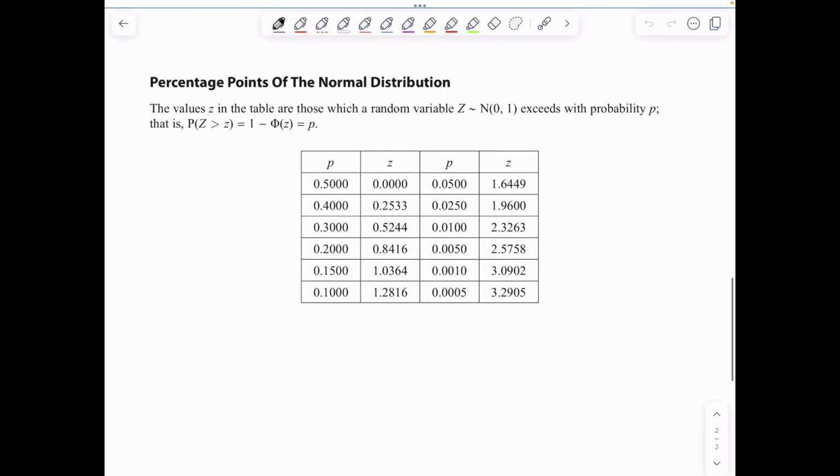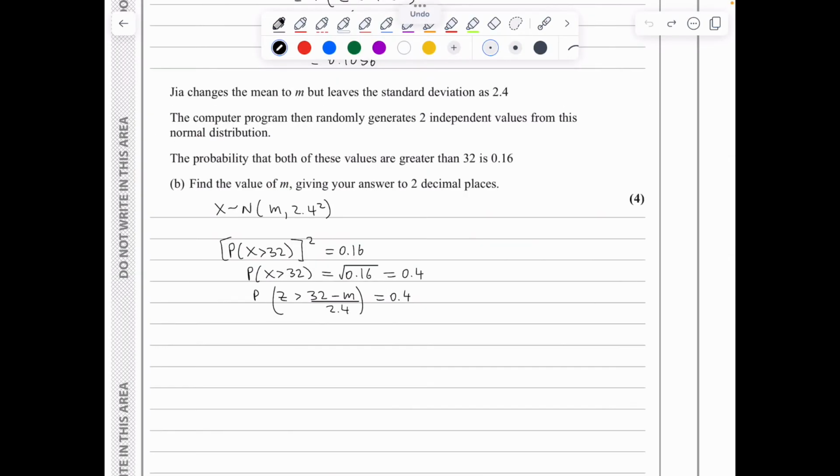And going to the small table of values for the normal distribution for 0.4, the corresponding z value is 0.2533, which means that 32 minus m over 2.4 is equal to 0.2533. I will cross multiply to get 32 minus m is 0.60792, and therefore we get that 31.4 is the value of m.